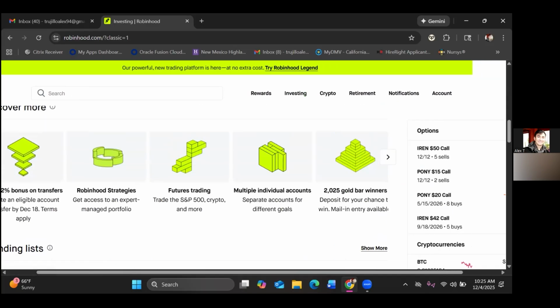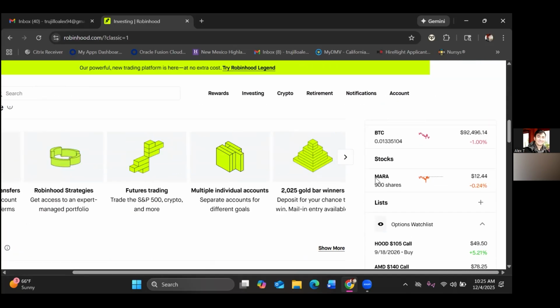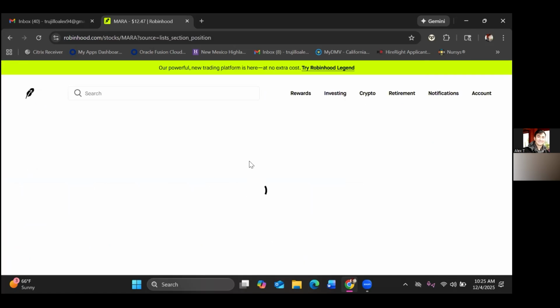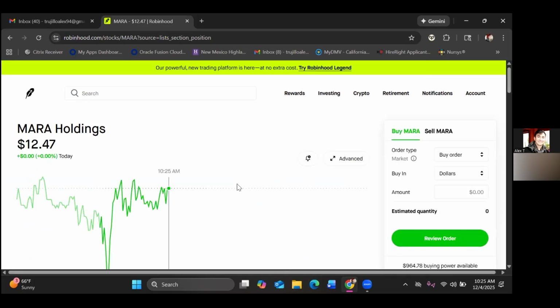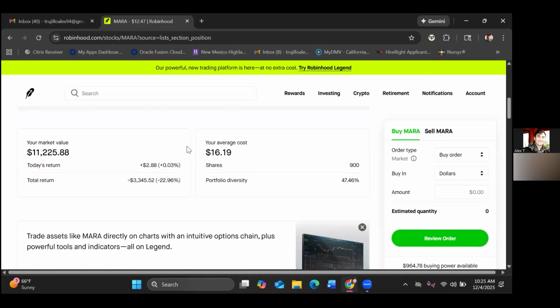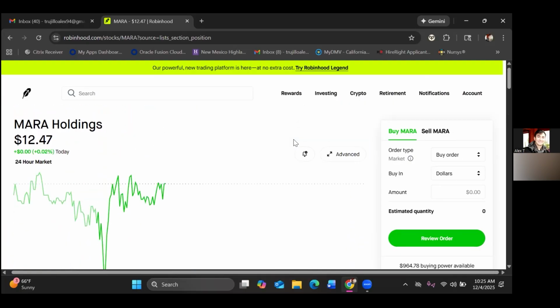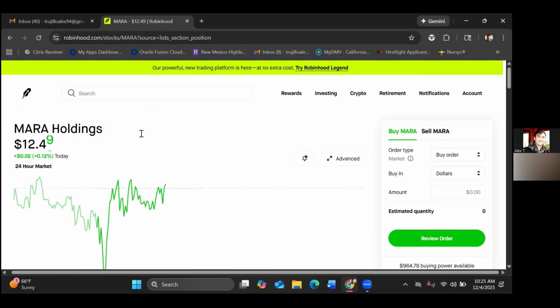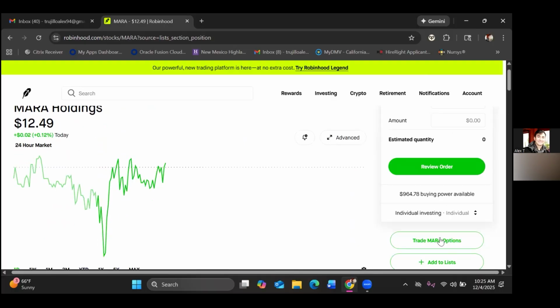Let's look at your Mara. I want to know what your cost basis on Mara is. There we go. Okay, Mara, here we go. Let's click on that to see what your cost is. Let's go down. 1619. Okay, and it's trading. Let's go up. So I have a 1250. It's close. So we do 13. So let's go to view options. Trade Mara options.